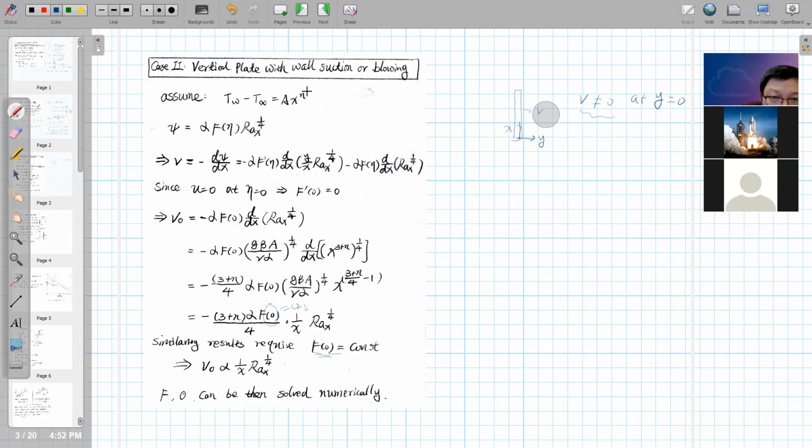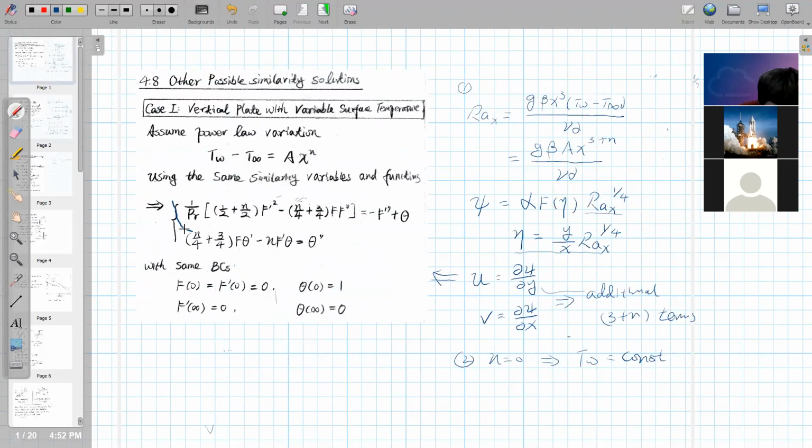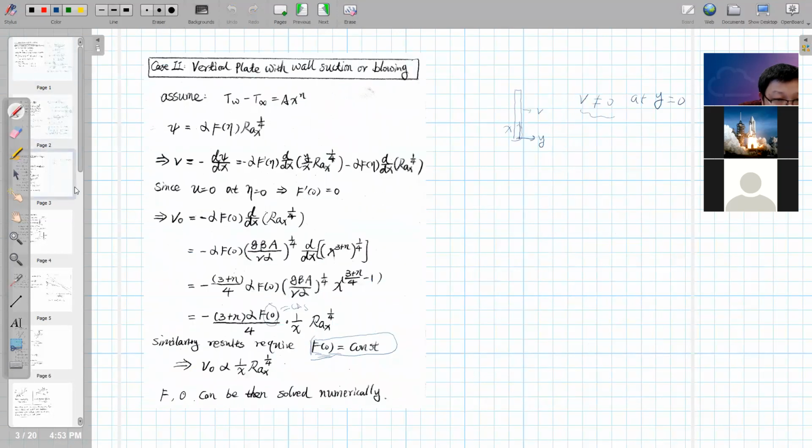If you have this wall suction or wall blowing problem, with a non-zero v velocity at the wall, and your velocity v0 changes in the x direction proportional to 1 over x times the Rayleigh number at x to the 1/4, then you still have a constant boundary condition for f0. That means you can still solve the governing ODEs, no problem, because f0 is still a constant. If it's not constant, you cannot solve it. Only in these cases can you find the similarity solution.